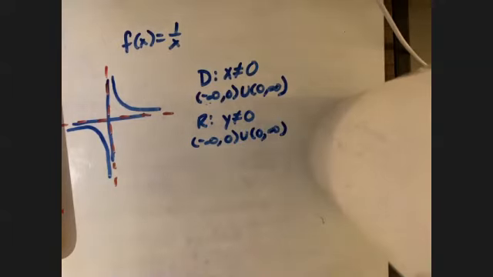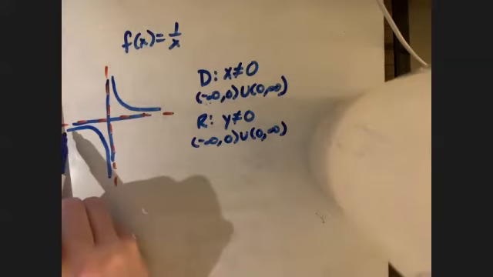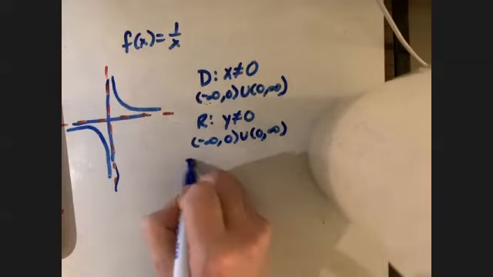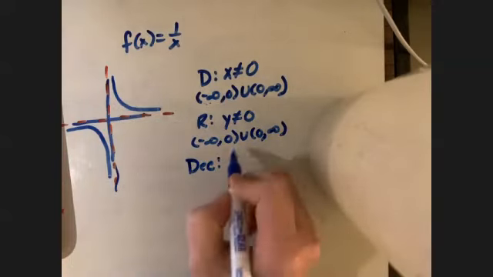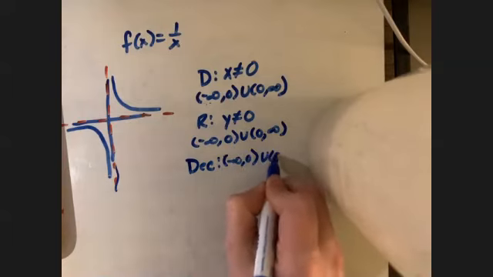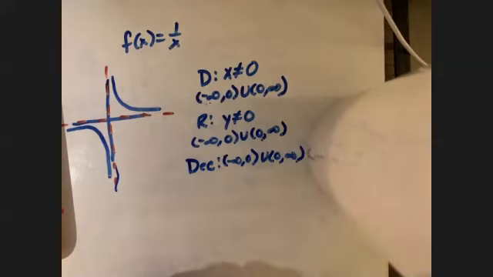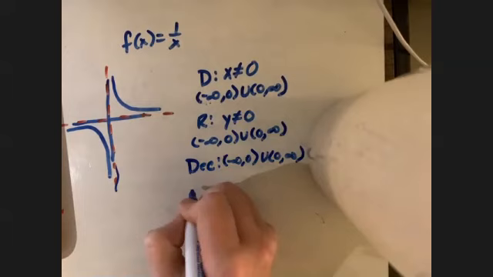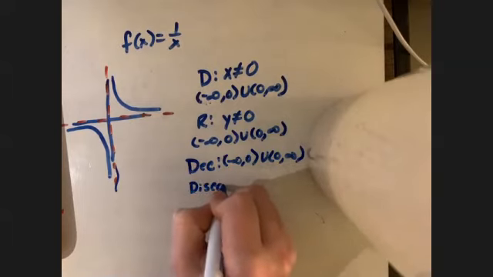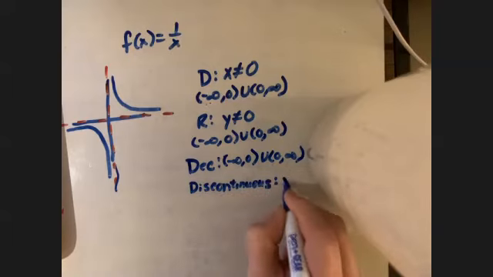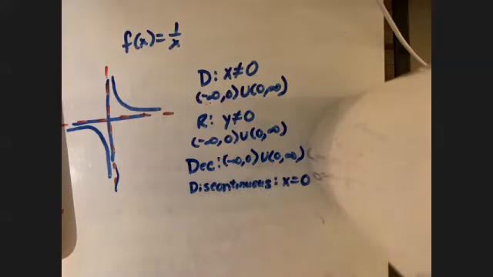Now, when we talk about increasing and decreasing, guys, this graph is always losing value, so it actually decreases on the entire interval, negative infinity to 0 with 0 to infinity. Now, with this one, instead of saying it's continuous on the same interval, we can say it's discontinuous when x equals 0.